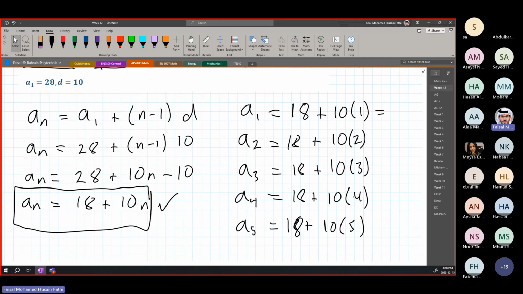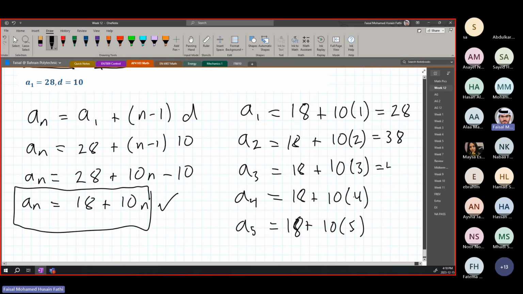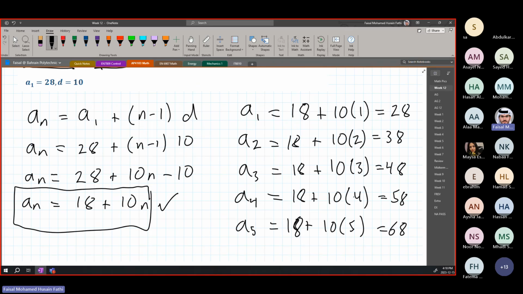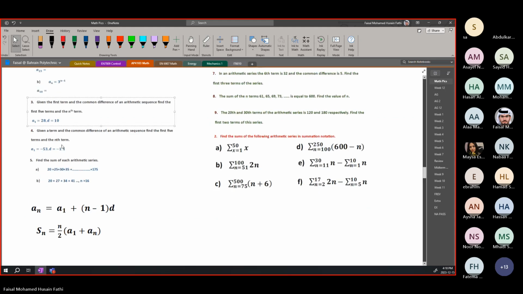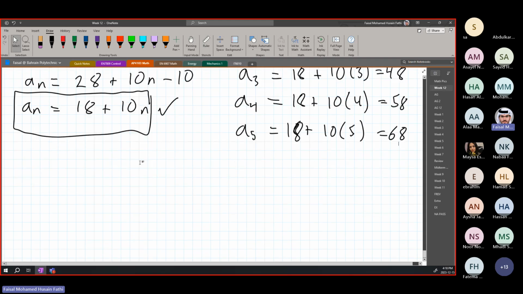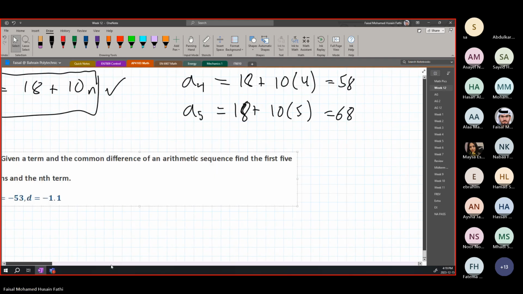So this is equal to 28. This is equal to 38. This is equal to 48, 58, and 68. That's it. And we have our arithmetic sequence, 28, 38, 48, 58, 68. Super easy, right? Same exact thing here again, but it's just minuses. Exactly the same thing.